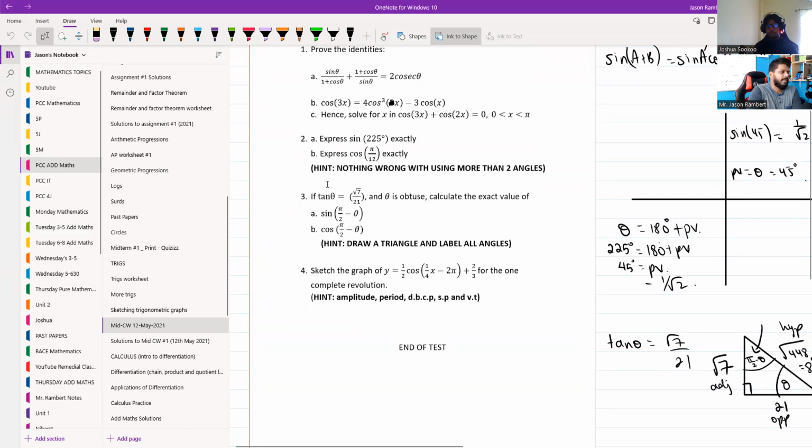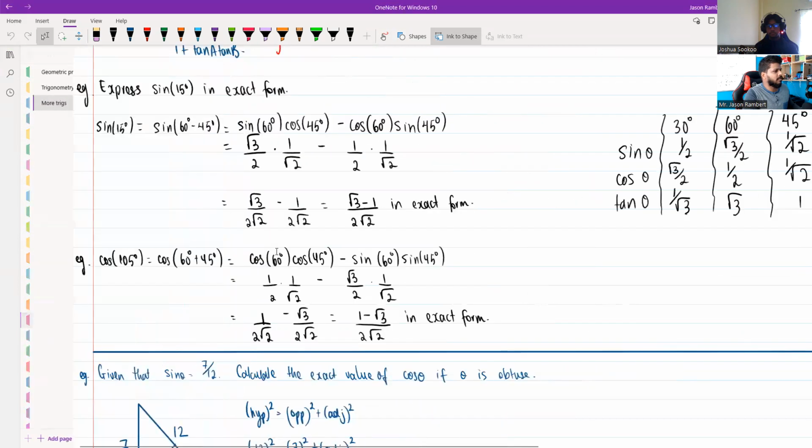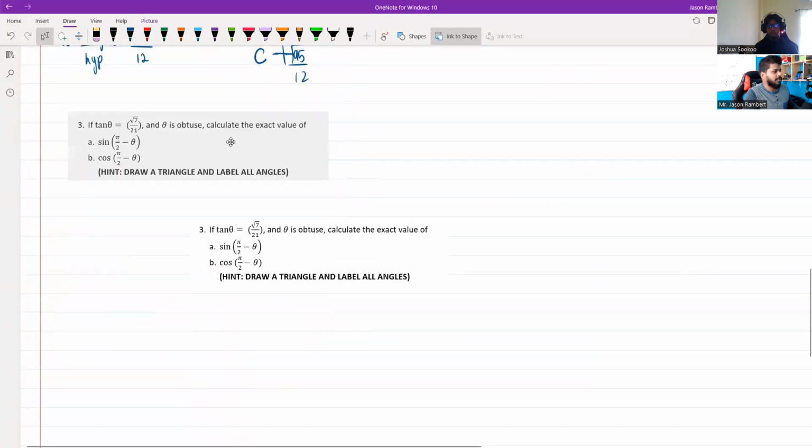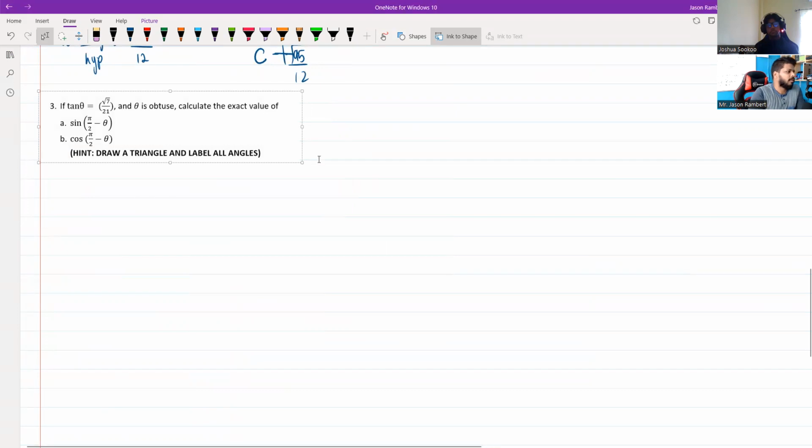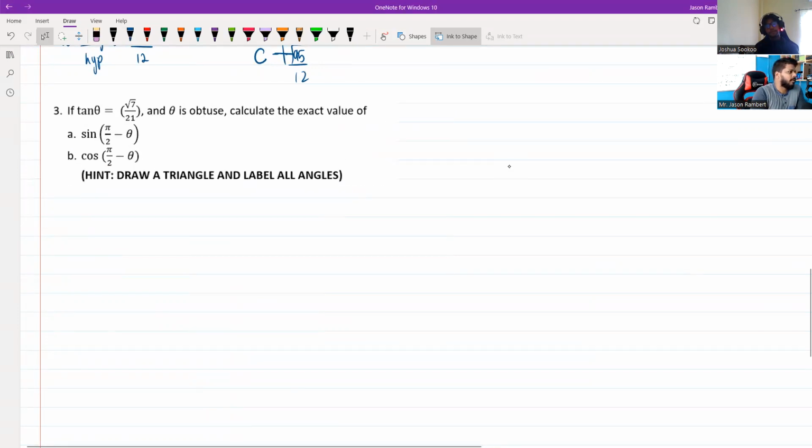If tan theta is root 7 on 21, I'll bring this across. I'll change the values because we haven't done anything with respect to radians as yet, but I'll change the question. Find sine of 90 minus theta and cosine of 90 minus theta. All right, very nice question, very interesting question, and I made it up. So I'll leave that for you to do. And in the next part, we will do the solution and move on to our next part of Trigs.